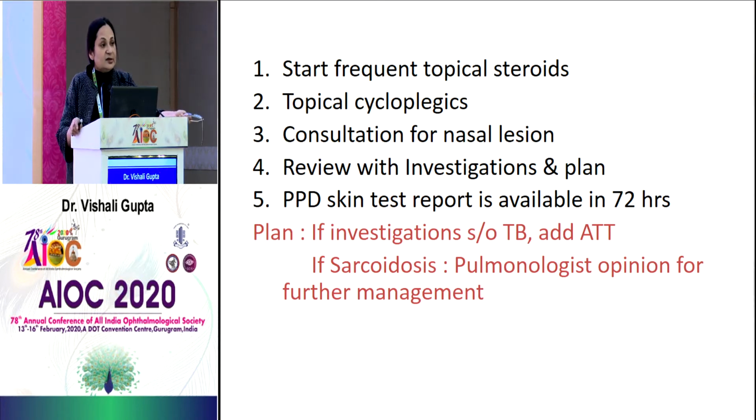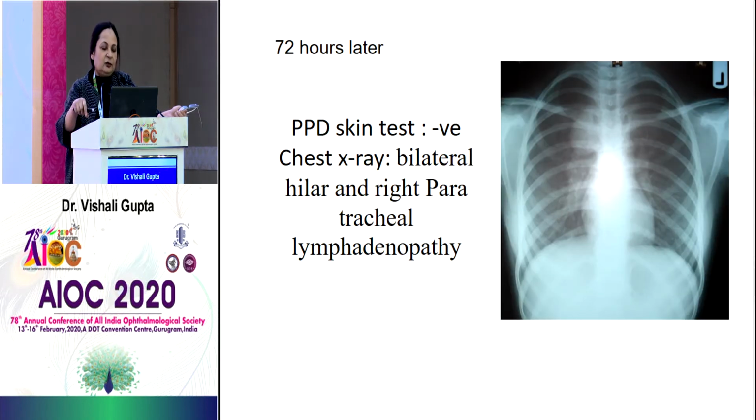So in the meantime, it is also very important. You start the patient on topical steroids, cycloplegics, you consult for the nasal lesion, and you call the patient after 72 hours with a very simple plan. If PPD is positive, if it is suggestive of TB, I will add ATT. If it is not suggestive, I will see what I can do for sarcoidosis, okay? So let's see how it evolves.